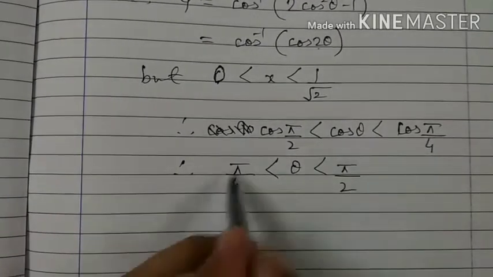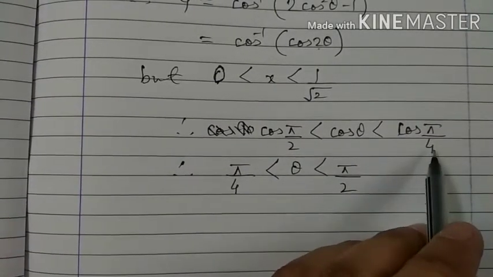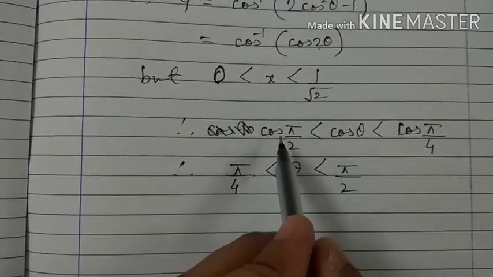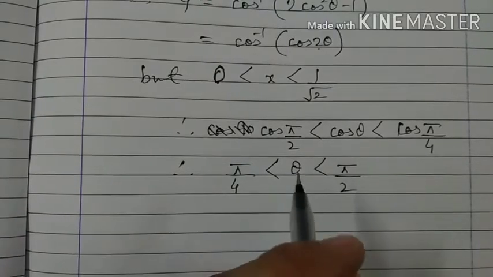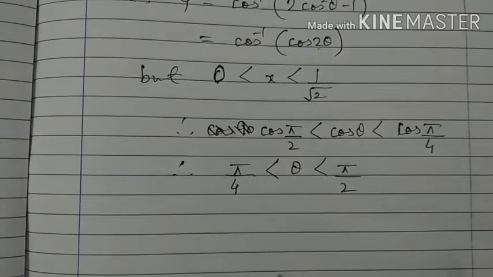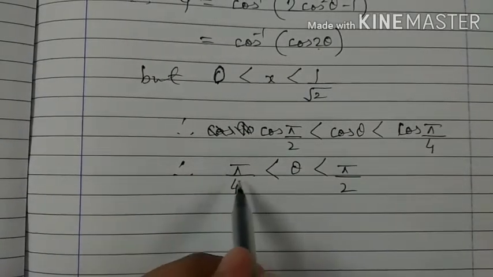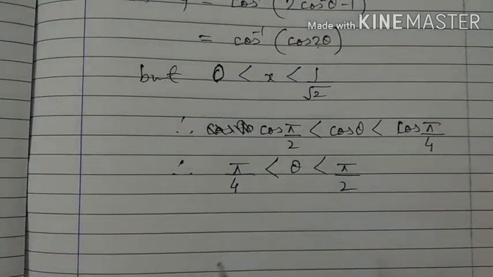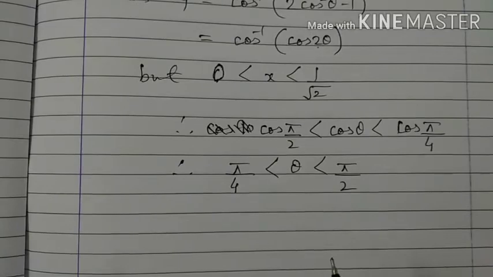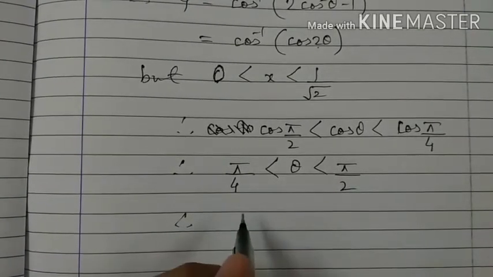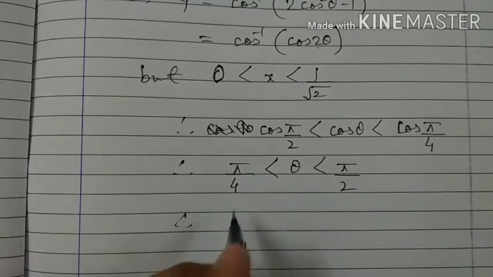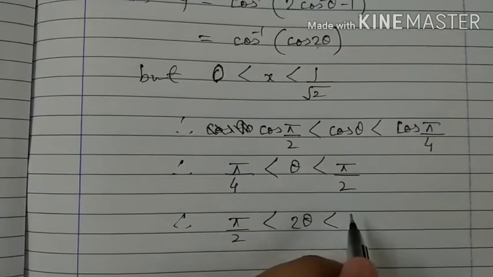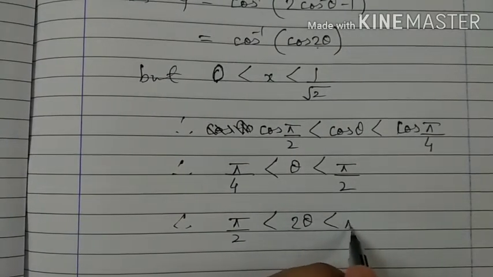Here this inequality is reversed. Okay, pi by 4 on left side and pi by 2 on right side. Why? The reason is cos function is decreasing in first quadrant. Whenever a function is decreasing, the inequality gets reversed. Now we are getting range of theta and we want to find range of 2 theta. So multiplying by 2 will give range of 2 theta. Pi by 4 multiplied by 2 will be pi by 2 less than 2 theta, and pi by 2 multiplied by 2 will be pi.